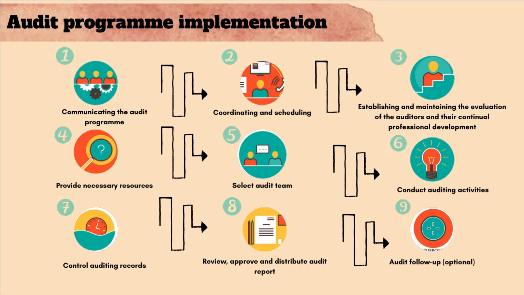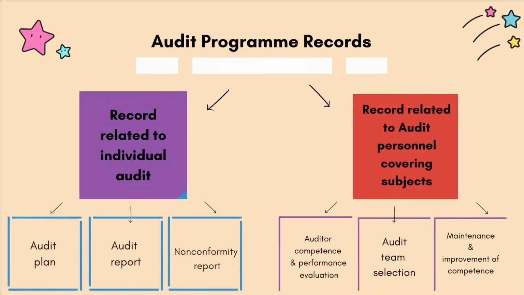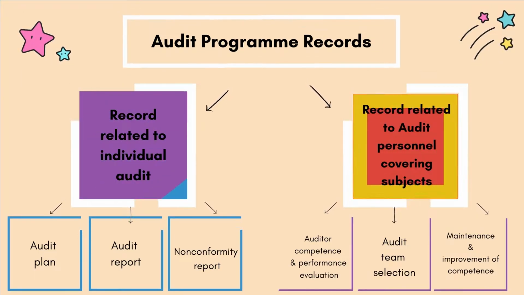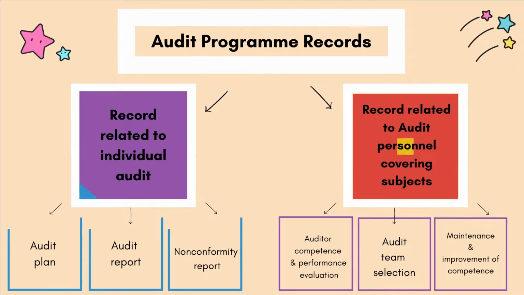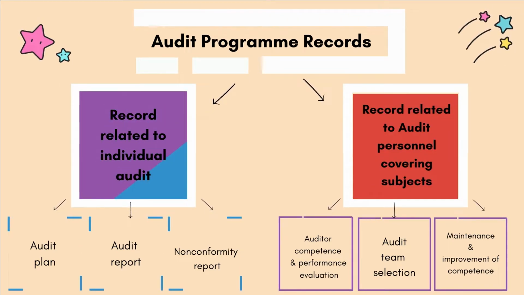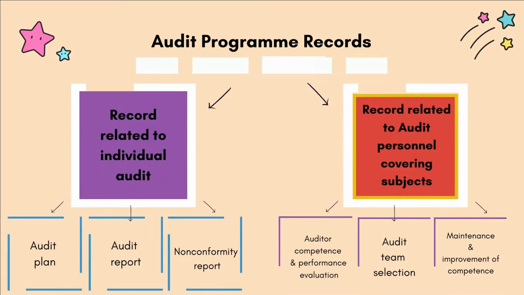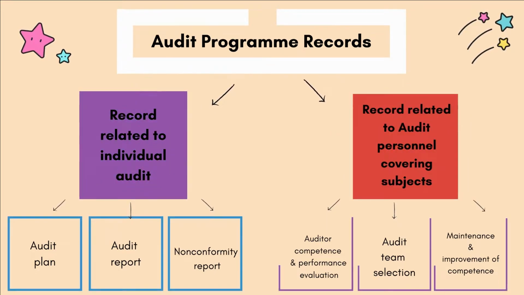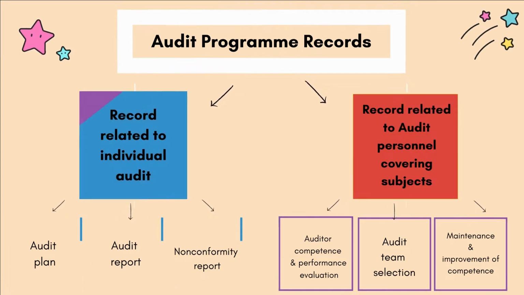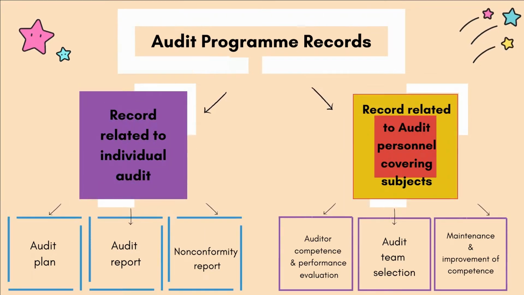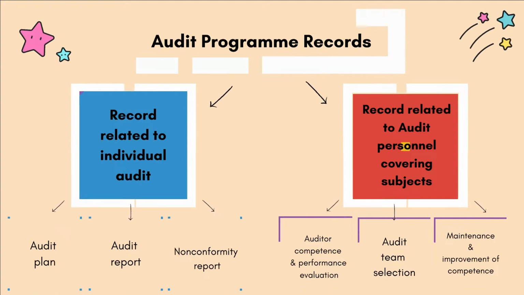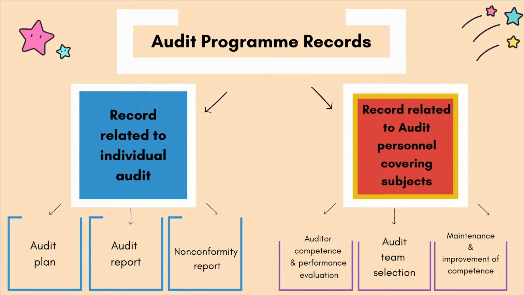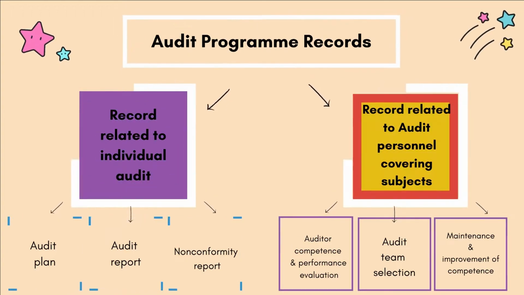Now, let's take a look at the audit program records. There will be 2 kinds of records, which are records related to individual audit and records related to audit personnel covering subjects. Audit plan, audit report, and non-conformity report are examples of records related to individual audit. Meanwhile, records related to audit personnel covering subjects are useful for auditor competence and performance evaluation, helpful for audit team selection, and maintenance and improvement of competence.